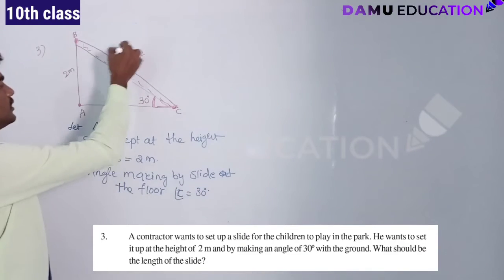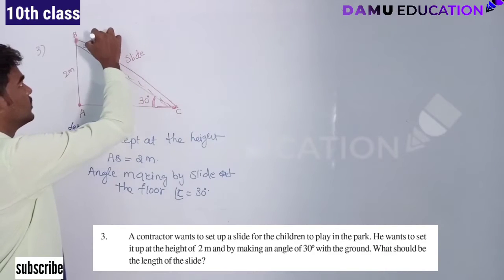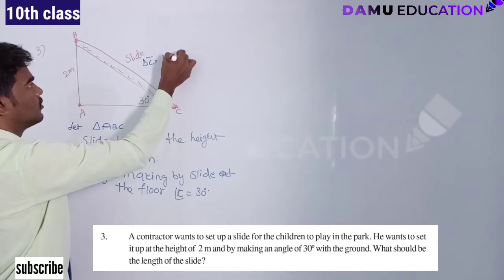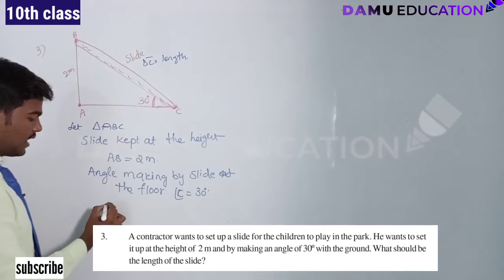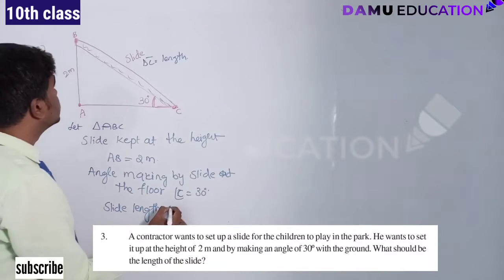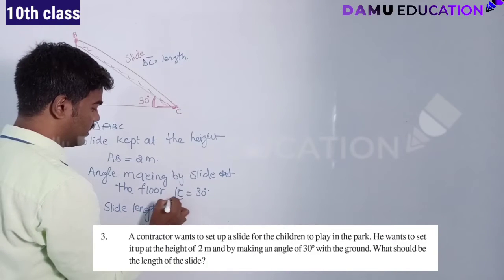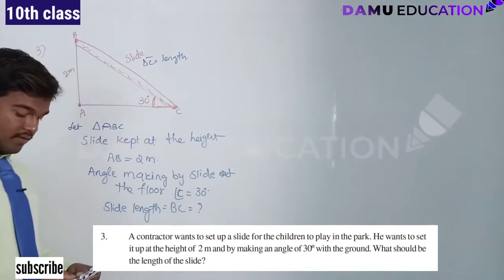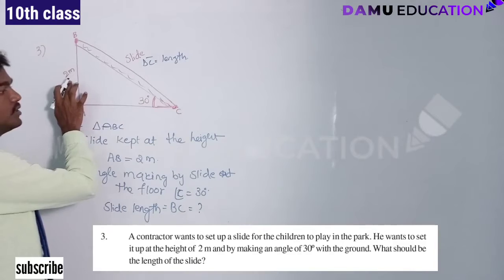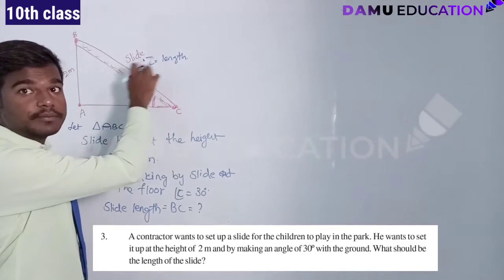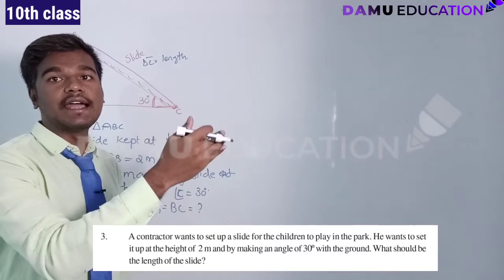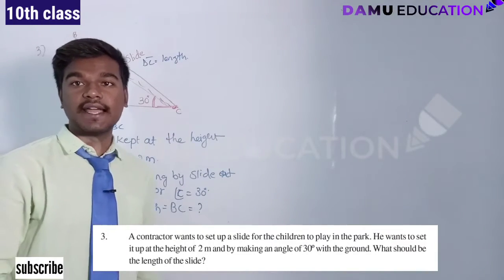So we have to find the slide length. This is the slide, so BC is the length. The slide length will be equal to BC. We have to find that one. Here they have given the opposite side and hypotenuse relation. Which trigonometric ratio do we have to use here? Opposite and hypotenuse, it is compulsory with the sine.